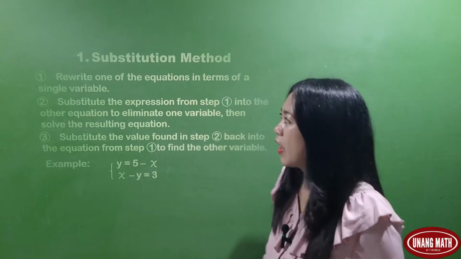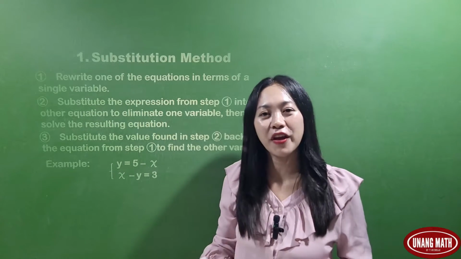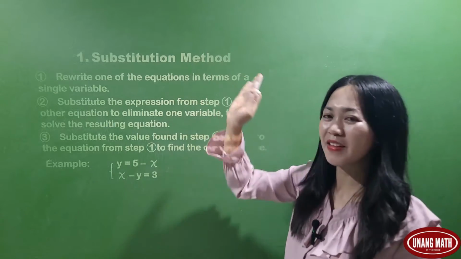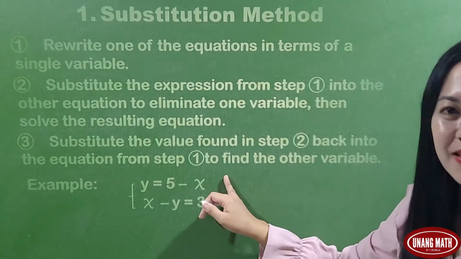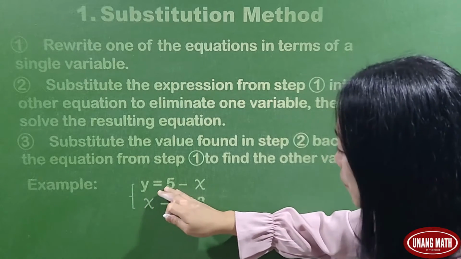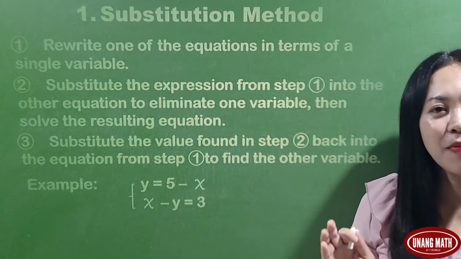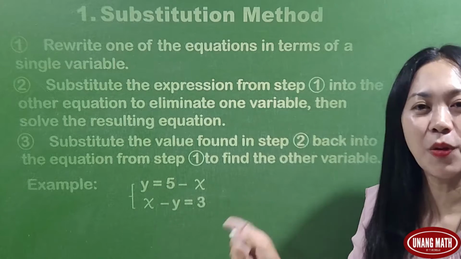Okay, there are two ways on how to find the solution to a system of equations. We have the first way, substitution method, and the other is elimination method. Okay, let's start with substitution method. We have here an example, system of equations, y is equal to 5 minus x and x minus y is equal to 3. We will be finding the solution to this system of equations.